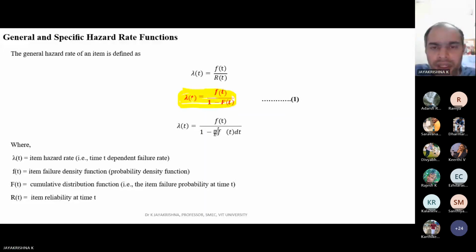Note down this formula: lambda of t is equal to f(t) divided by 1 minus F(t), capital F(t). Do you remember what this f(t) is? We saw a formula called the failure density. Failure density divided by 1 minus the cumulative distribution function, or the item failure probability at time t. So this is very important. F(t) is what? The cumulative distribution function.